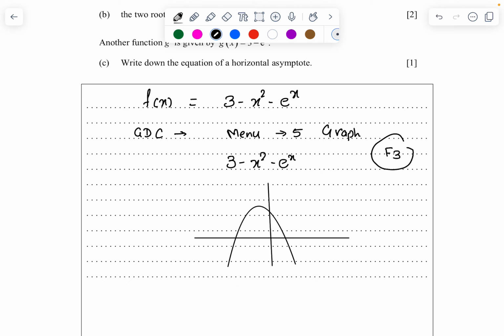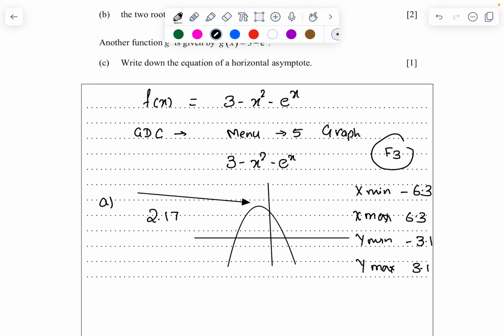So go to F3, then keep x minimum as minus 6.3, x maximum as 6.3, and y minimum as minus 3.1, y maximum as plus 3.1. Then you will be getting the maximum point answer, which is going to be 2.17 in three significant figures. That's going to be the answer for part A.